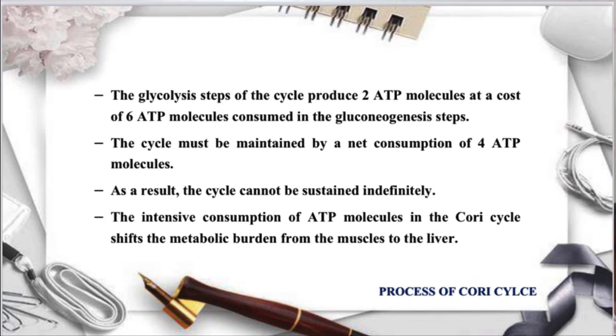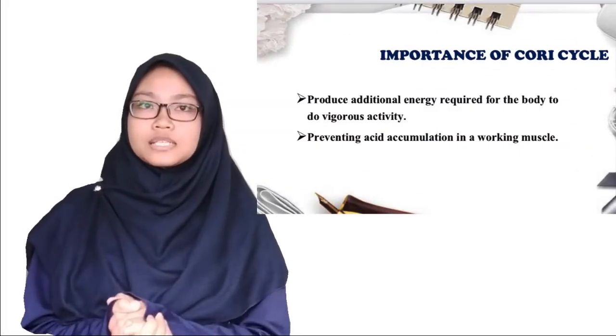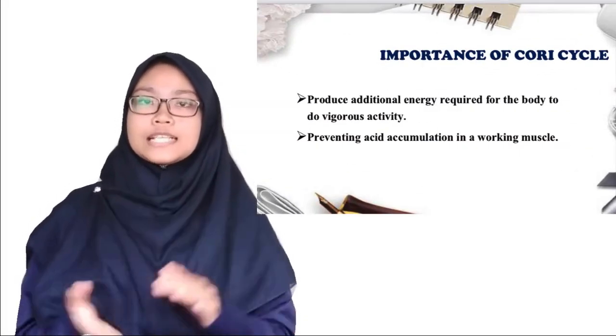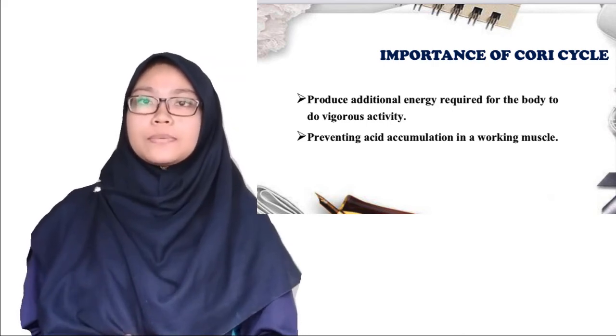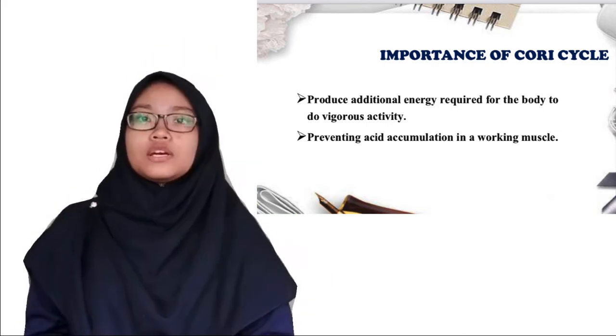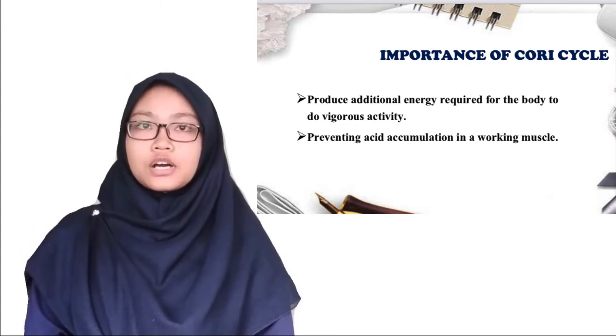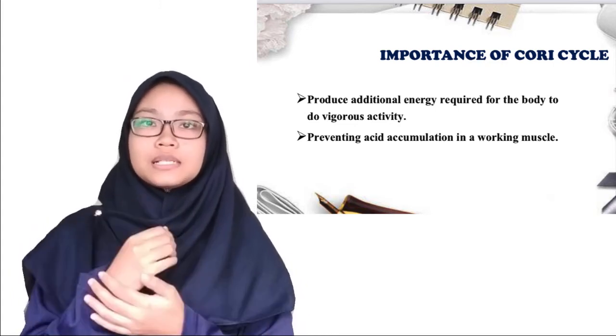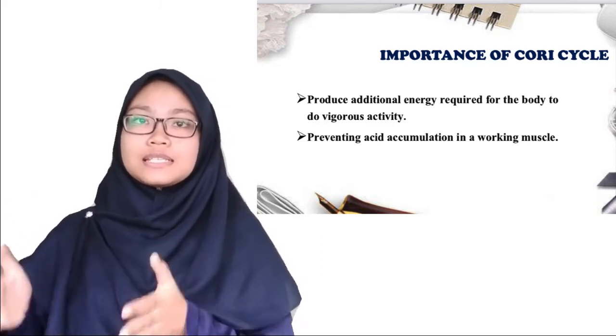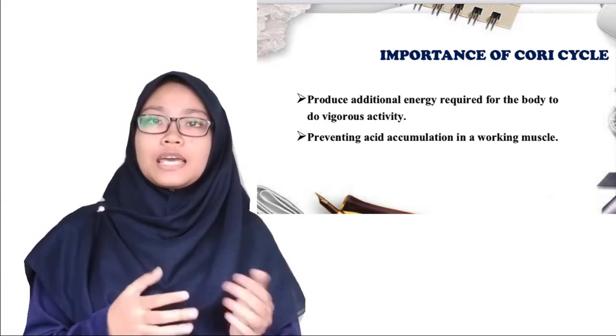The intensive consumption of ATP molecules in the Cori cycle shifts the metabolic burden from the muscle to the liver. The Cori cycle is an important metabolic process to help our body produce additional energy required when performing vigorous activity. The Cori cycle also helps in preventing acid accumulation in muscle. It will transfer lactic acid from the muscle to the liver and produce glucose that acts as energy.